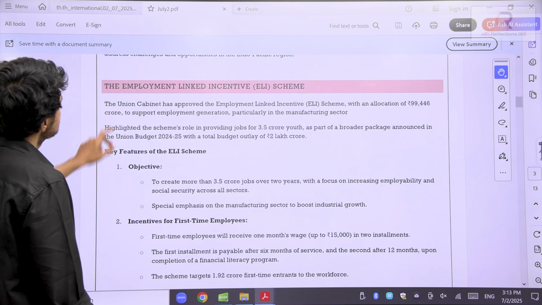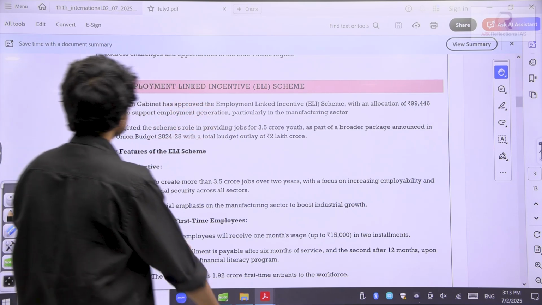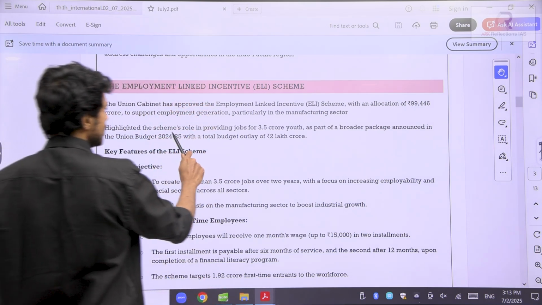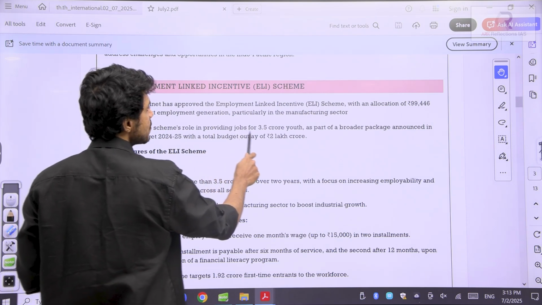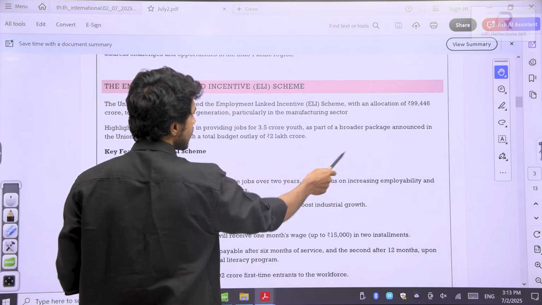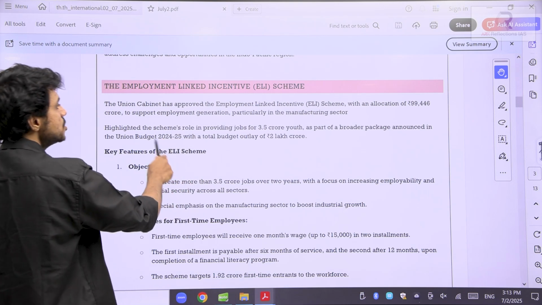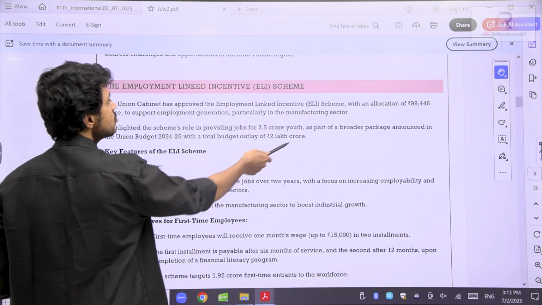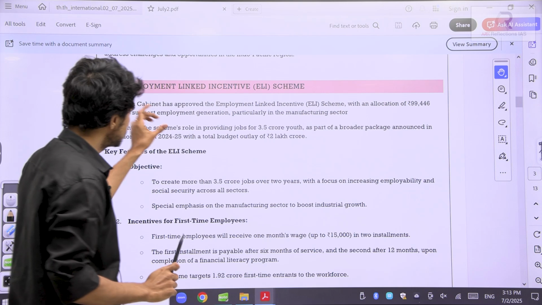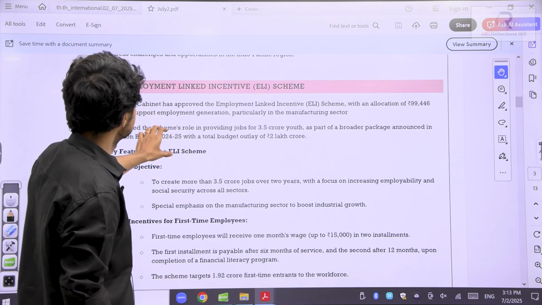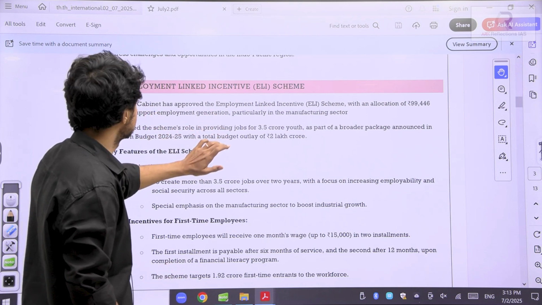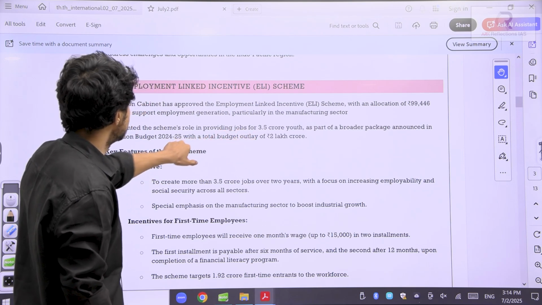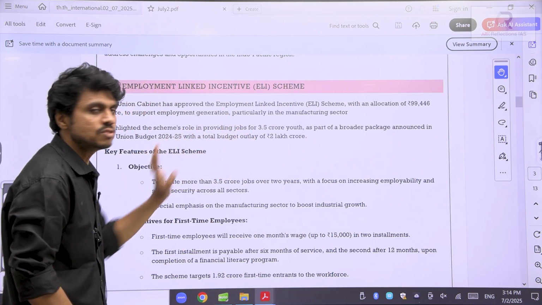Now this was the scheme mentioned, the Employment Linked Incentive scheme. See here, its role is in providing jobs for 3.5 crore youth as a part of a broader package announced in the Union Budget 2024-25 with a total outlay of 2 lakh crore. Whenever a scheme comes into the picture, you need to understand it is trying to provide employment.